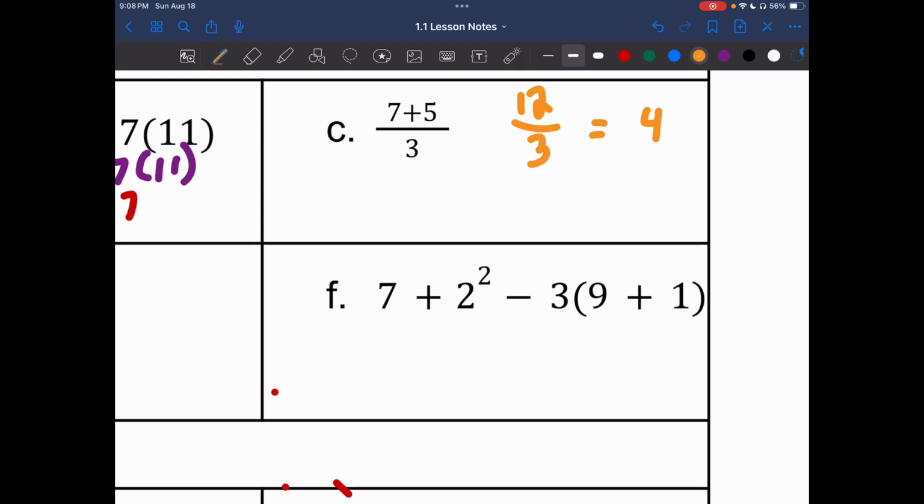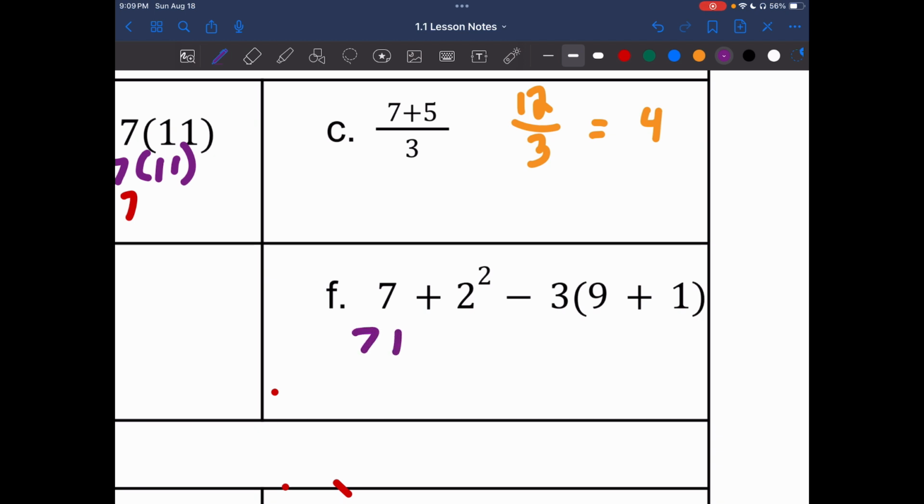And now we have letter F. Letter F, we've got parentheses going on, we've got exponents, we've got addition, subtraction, and multiplication. So we got a lot of stuff going on here. So let's start off with, and I'm going to just kind of blend two steps into one because they're not actually related to each other quite yet.